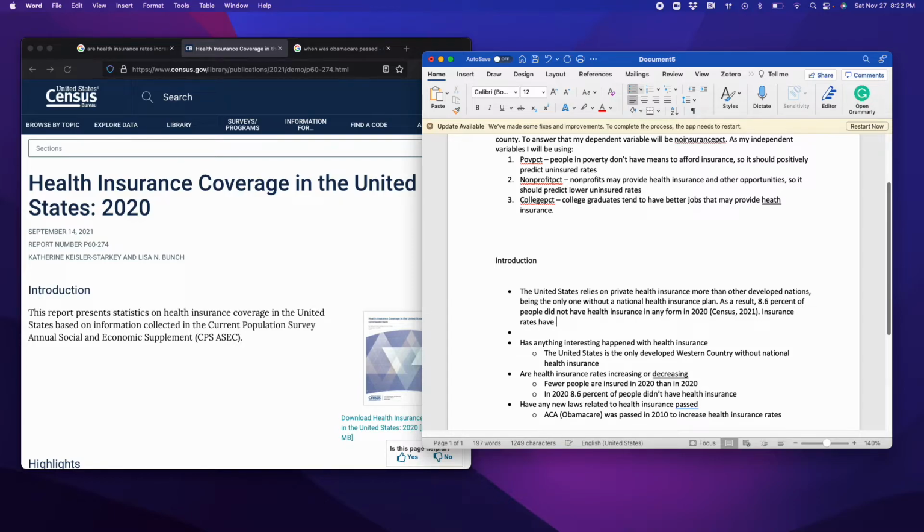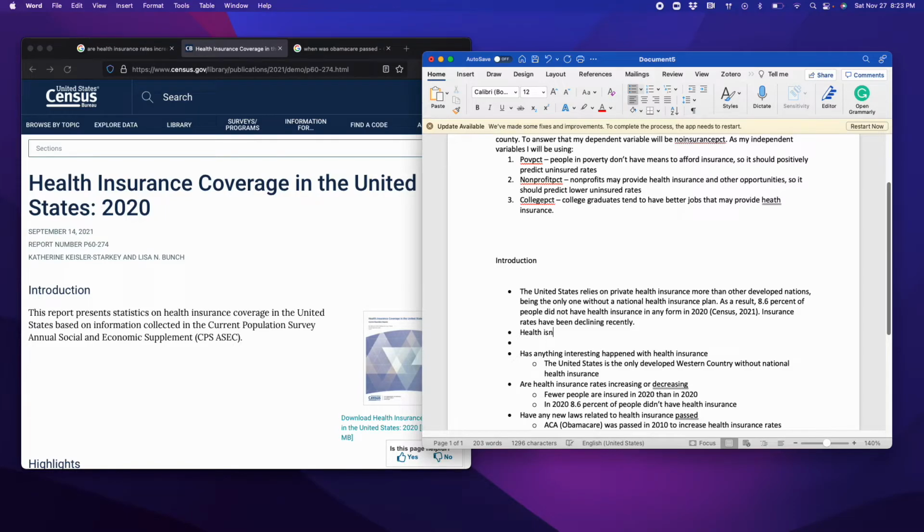Insurance rates have been declining recently. Health insurance is important for people to be healthy. I'm starting to, right, and so I'm going to need to keep going back and get more information and continue to flesh this out.